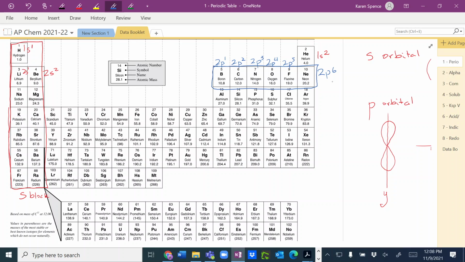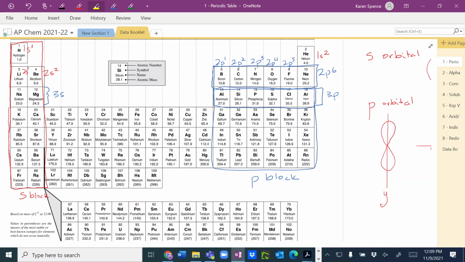And so we would then have this little section right here would be the 3s, and then these ones would be the 3p, yes? And this whole section over here is called the p block, because when we're in that section, we're busy filling up the p subshell.